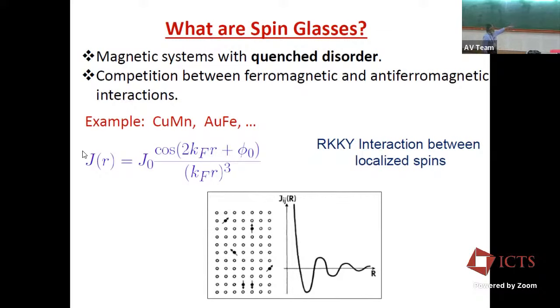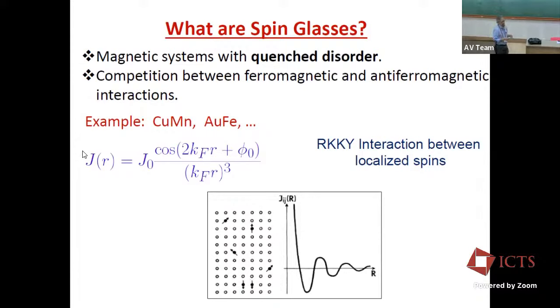So when we talk about copper, manganese, or iron, gold, the solid that we are looking at is mostly, let's say, either copper or iron, and they form a nice lattice. But at some of the lattice sites, instead of having copper, you put manganese. Similarly, in the other case where you have a gold system, you randomly put some iron on some of these lattice sites. And either copper or gold, they don't contain localized spins. Pure gold or pure copper are not magnetic materials. But manganese or iron are magnetic materials. So the sites which are occupied by this magnetic species will carry spins, and they will interact with each other. The interactions I'm coming to in a minute.